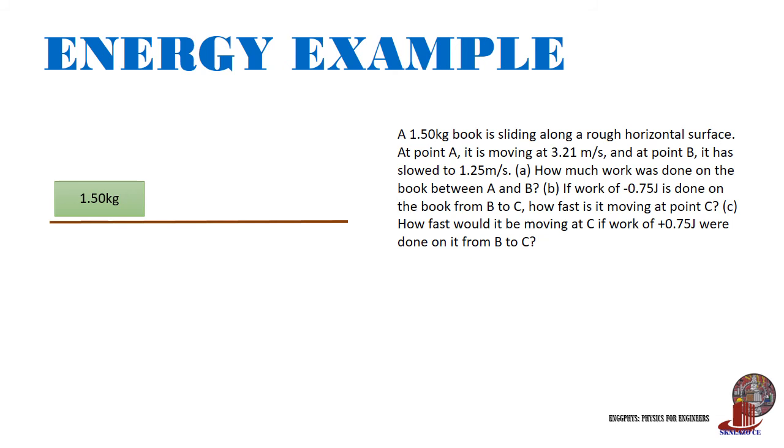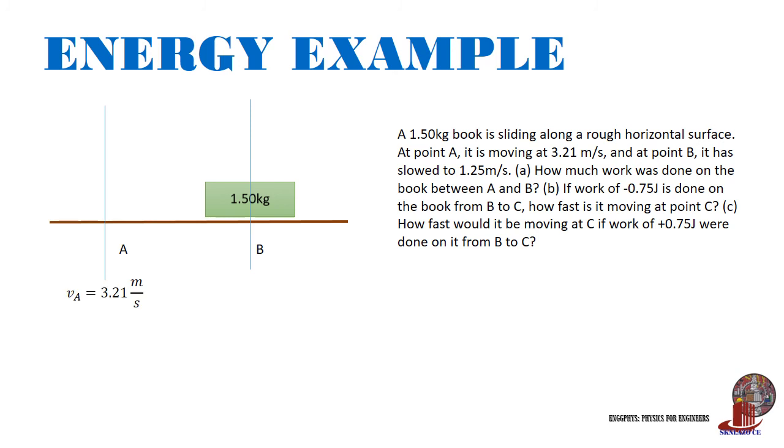A 1.5 kilogram book is sliding along a rough horizontal surface. At point A, it is moving at 3.21 meters per second, and at point B, it has slowed to 1.25 meters per second. A. How much work was done on the book between A and B? B. If work of negative 0.75 joules is done on the book from B to C, how fast is it moving at point C? And C. How fast would it be moving at C if work of positive 0.75 joules were done on it from B to C?